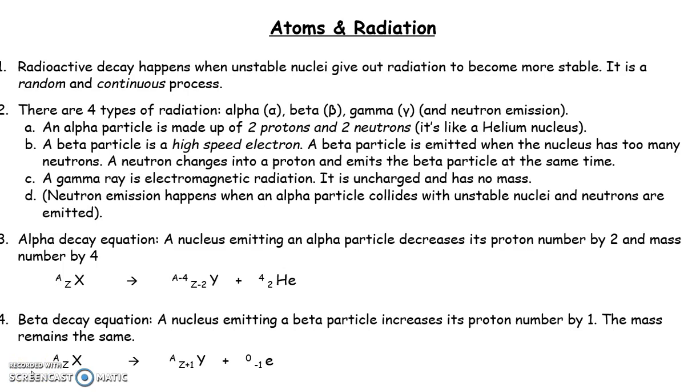From your fact book you'll need this information on atoms and radiation, and by the end of the session you'll understand and know and be able to recognize the three types of ionizing radiation, and you'll also be familiar with the equations for the ionizing radiation for two of them. So let's make a start then.